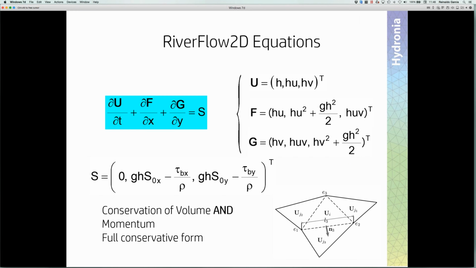Now, the basic equations that we solve numerically are the shallow water equations in conservation form. These are a set of three equations: one equation for the conservation of mass or volume, and two equations for the conservation of momentum. And these equations are used in RiverFlow2D in full conservation or conservative form.